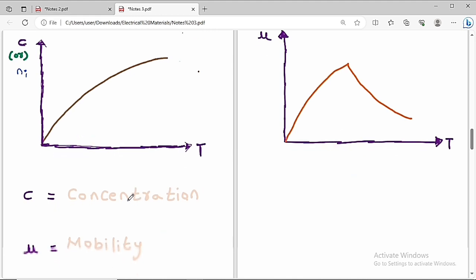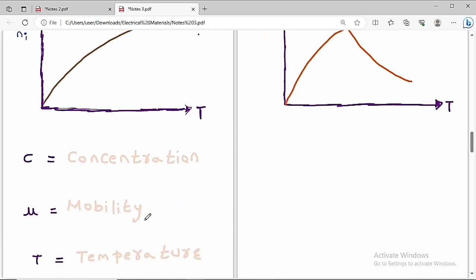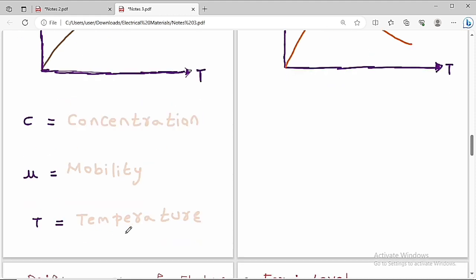Okay. The C is the concentration. These are the charge particles present per unit volume. U is the mobility of an electron or the mobility of the hole. And this temperature is always measured in terms of Kelvin.